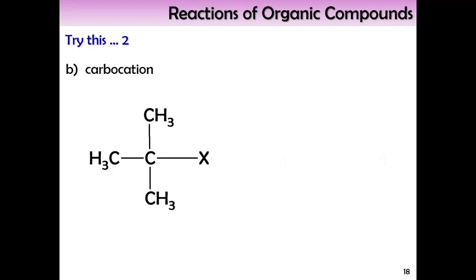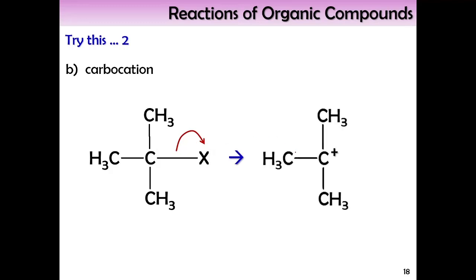Carbocation. For a carbocation, it means that X is more electronegative, right? So X is more electronegative, and this one is delta plus. Why? Because all of the electrons will be transferred to X. So what's left is a positively charged carbon, and X becomes an ion because it carries both of the electrons.